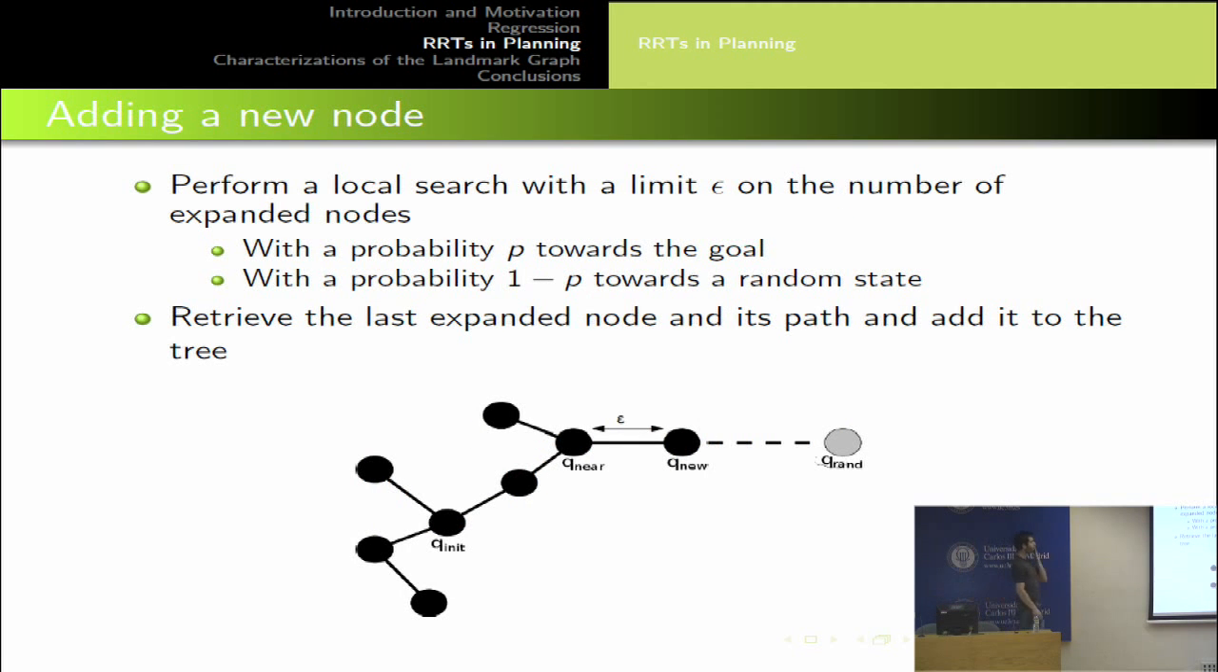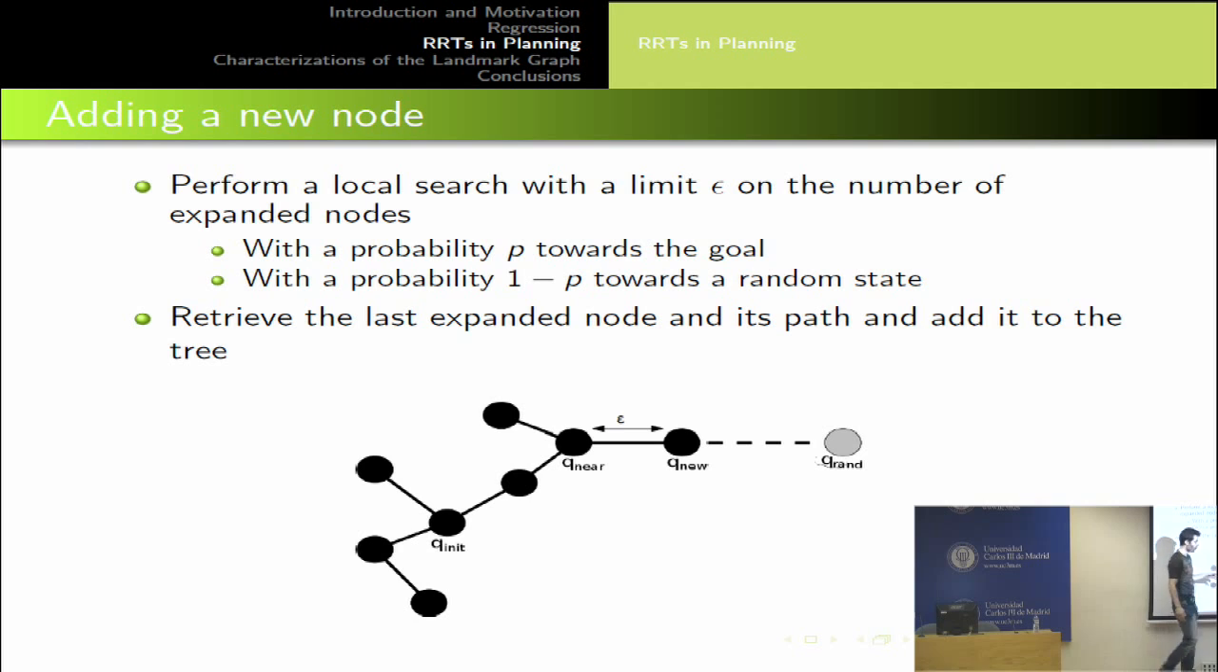Now, this tree is characterized by having two parameters. First of all, as we mentioned before, sometimes we expand towards a random state, sometimes we expand towards the goals. This is determined by this p-value, right? And there's also another parameter, which is the maximum number of nodes that can be expanded during the local search. So we don't over-explore some given area that might not be interesting for us, right?